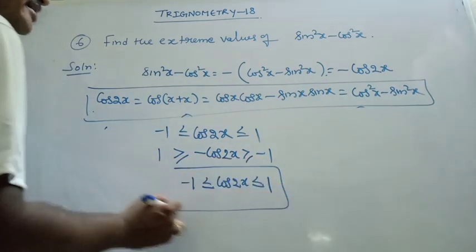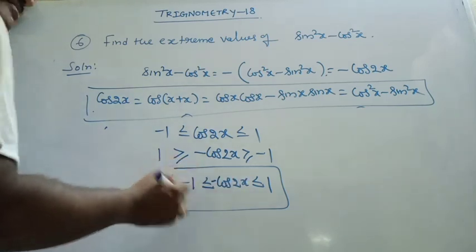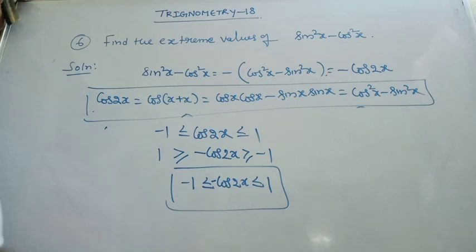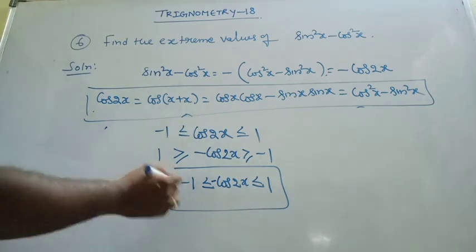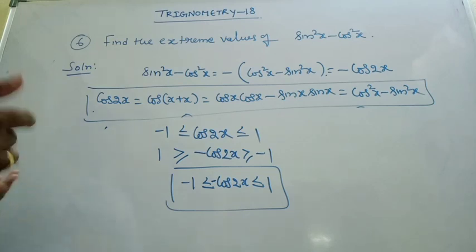Once again, we have got this, minus cos 2x. The minimum value is minus 1 and the maximum value becomes plus 1. We have got it in this beautiful way.